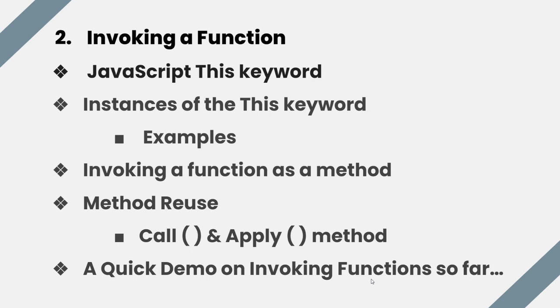Now, after this, we'll talk about invoking a function as a method. And this particular section is under one of the instances of the this keyword. So we'll be looking into how to invoke a function which appears as an object method, because here it actually appears as an object method, and I would explain what that actually means.